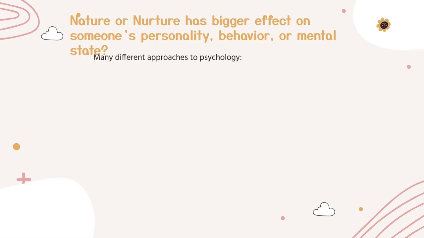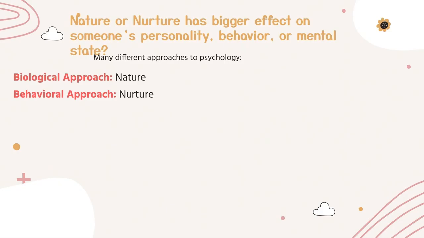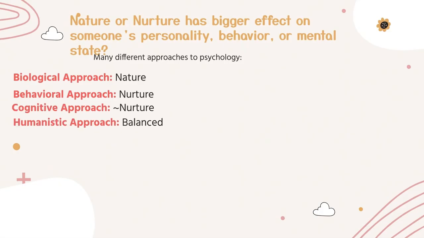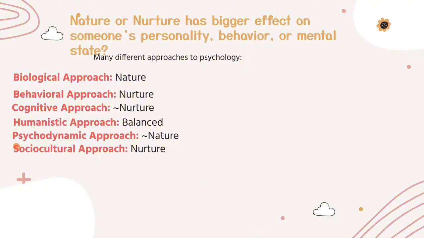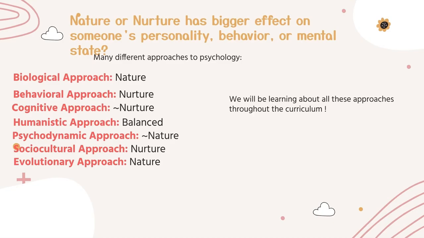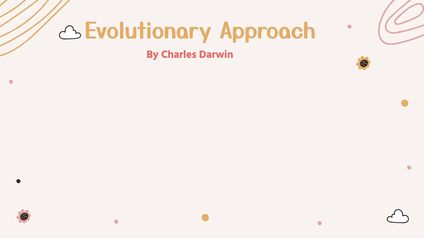Some are the biological approach, which says nature, the behavioral approach says nurture, the cognitive approach basically says nurture, the humanistic approach is basically balanced, the psychodynamic approach is basically nature, the socio-cultural approach is nurture, and the evolutionary approach is nature. And you don't have to memorize all this right now because we'll be learning about all these approaches throughout the curriculum.